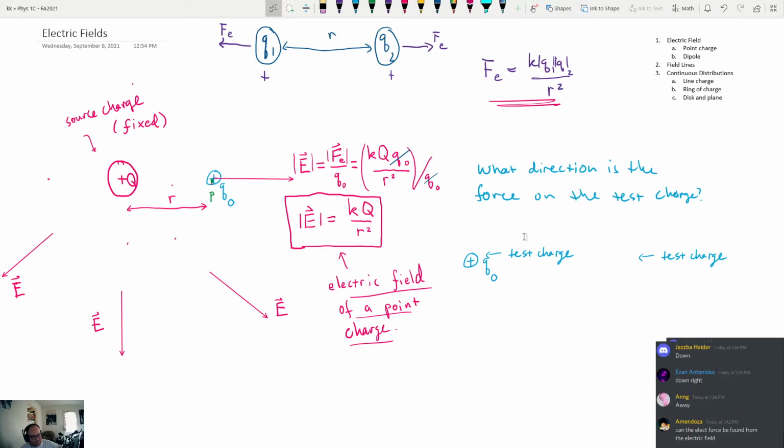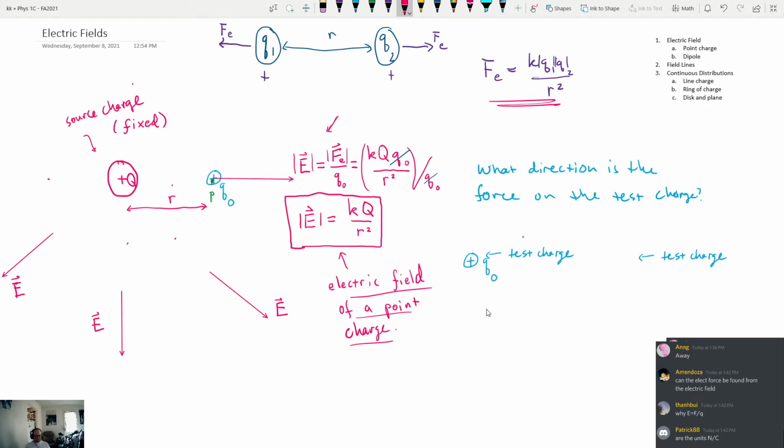Can the electric force be found from the electric field? Absolutely, it can. And that's the next part of this. Take this equation right here, and if you look at the first piece of it, yes, the units are newtons over coulombs. We'll talk about the units in a second. We'll derive units from this.